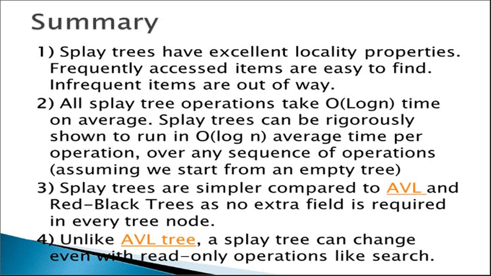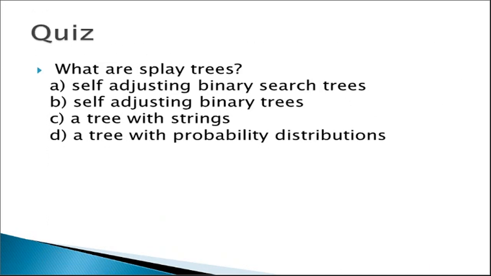Splay trees are simpler compared to AVL and red black tree. No extra field is required in every tree node. In red black tree we have to use one more field, that is color. In AVL tree we have to use balance factor also. Unlike AVL tree, a splay tree can change even with read only operations like search. So for searching also we require this splaying operation.